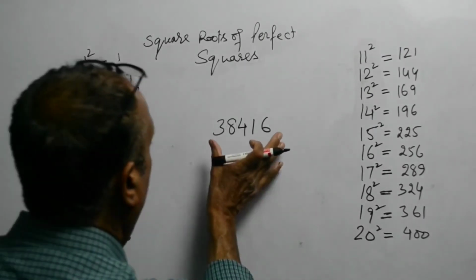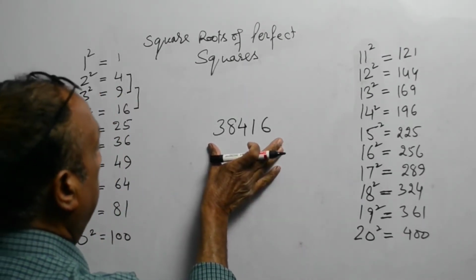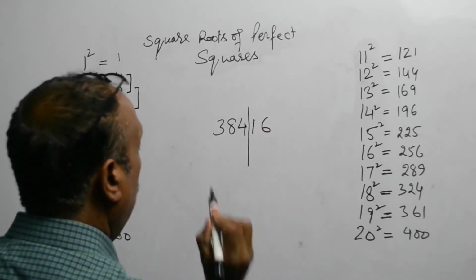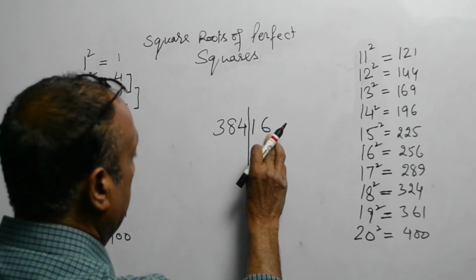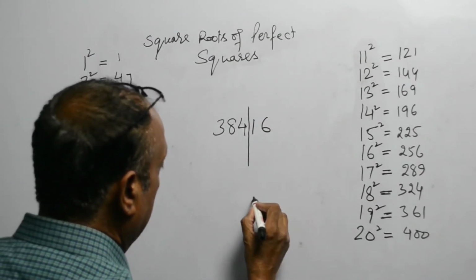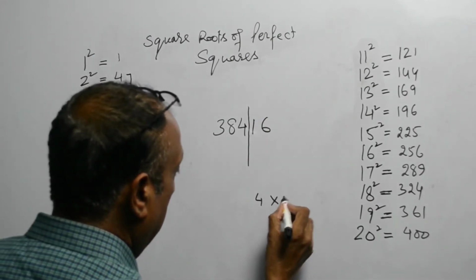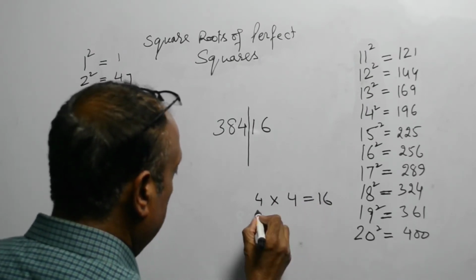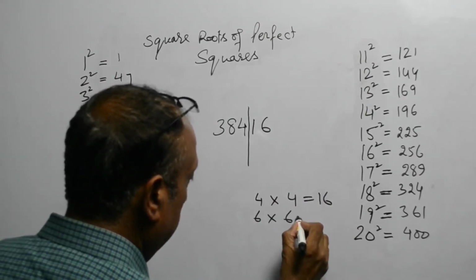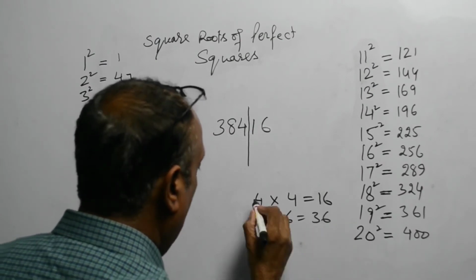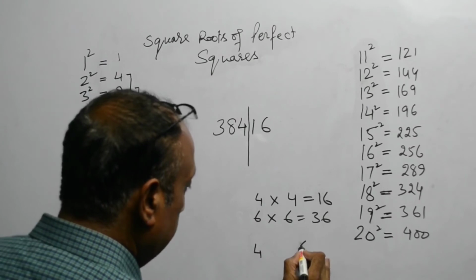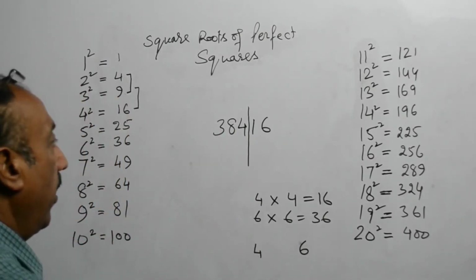Now let us find out the under root of this perfect square. Separate out last two digits. We can get a 6 either multiplying 4 by 4 or 6 by 6. So either a 4 or a 6 is the last digit of its under root.